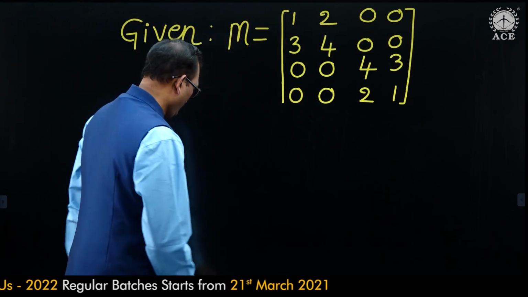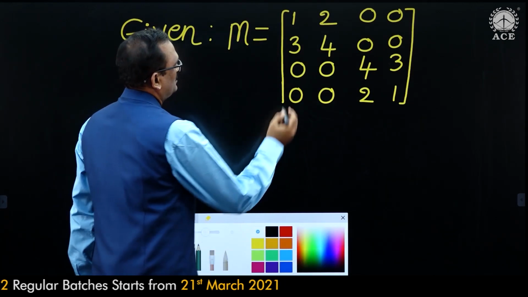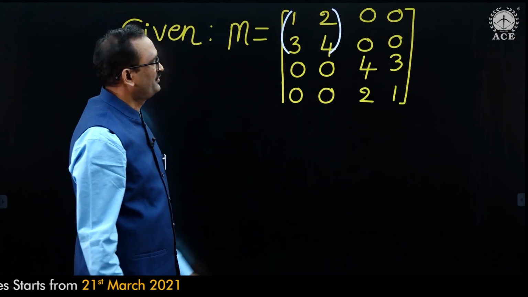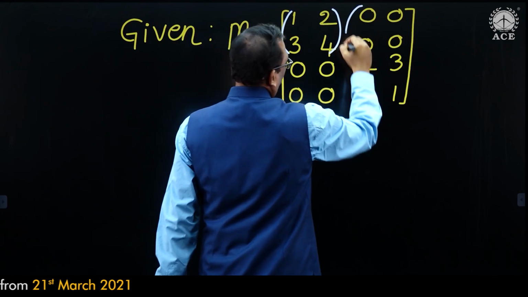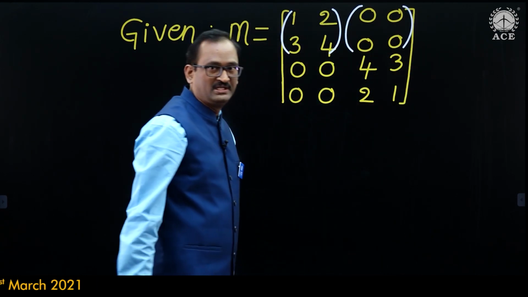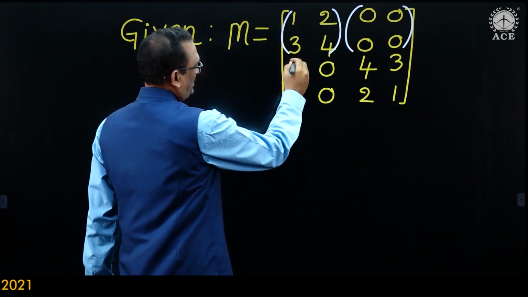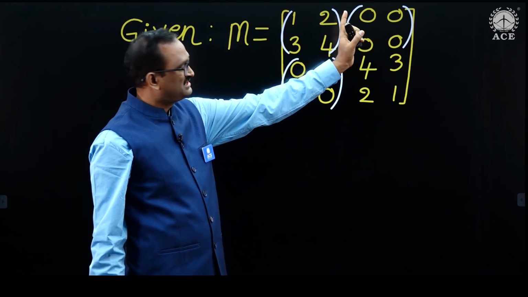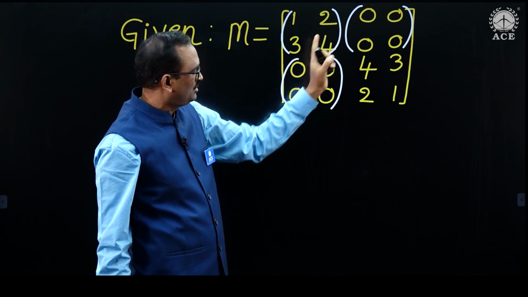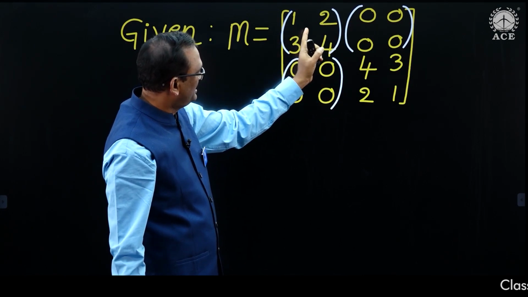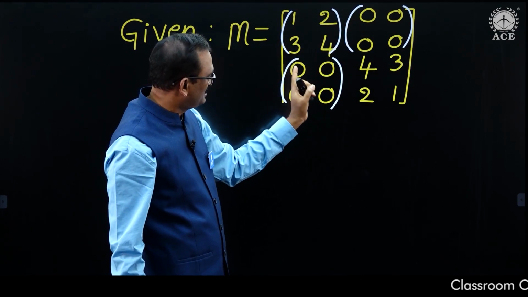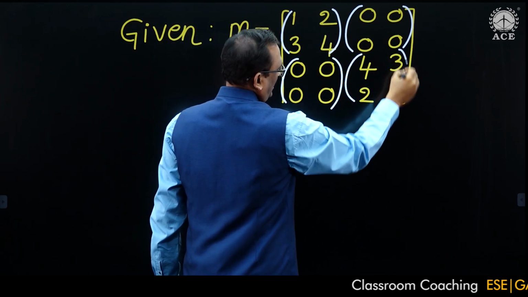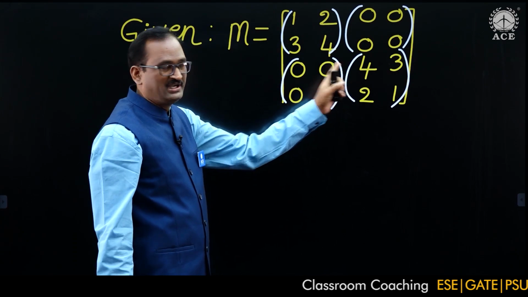Now you observe, this is one 2 by 2 matrix, let it be A. This is another 2 by 2 matrix, let it be B. This is another 2 by 2 matrix, let it be C. This is a 0 matrix, and this is a 0 matrix. I mean B and C are 0 matrices, and let the last one be D.